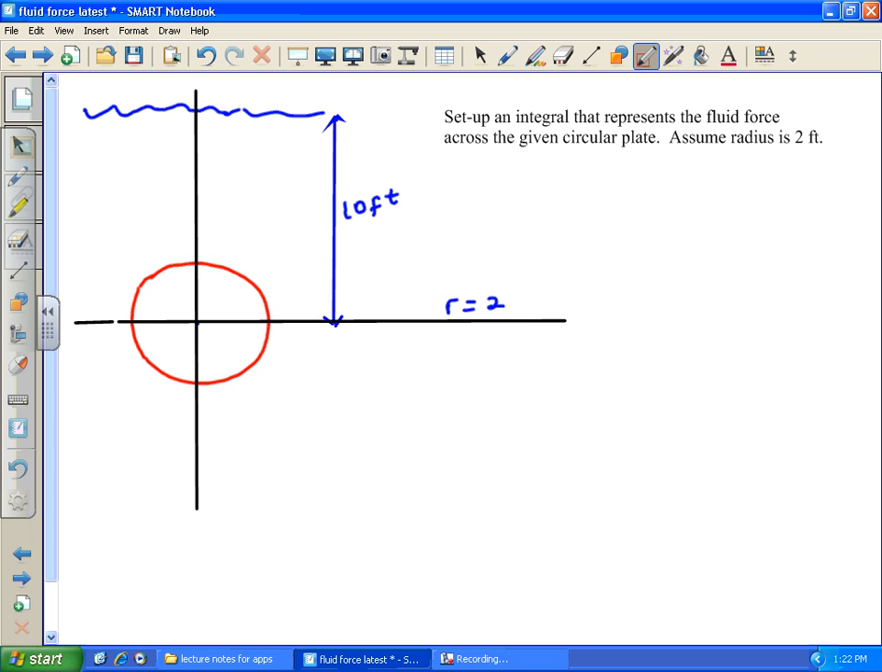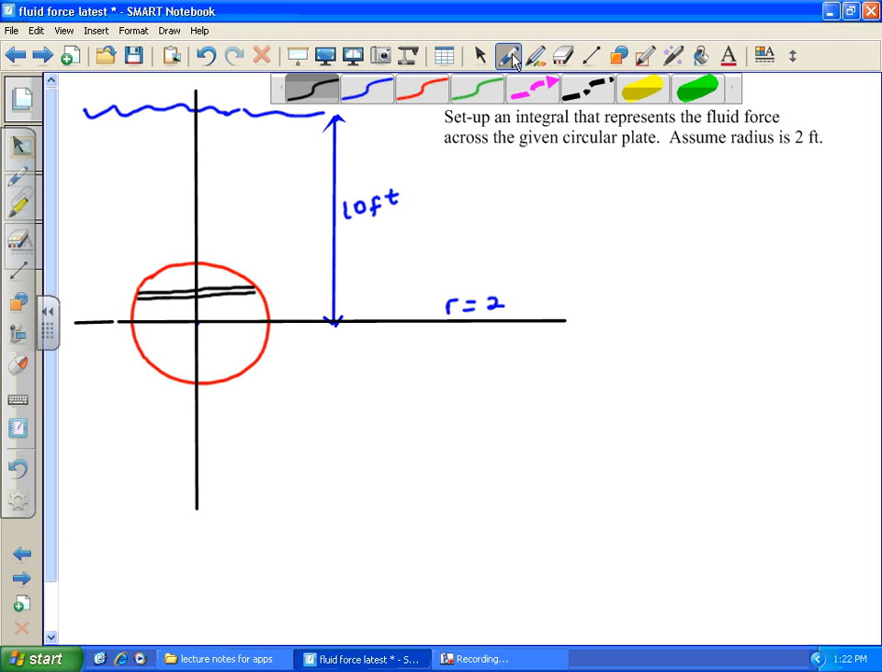Okay, so I choose to put my x and y coordinates in such a way that the center is at 0, 0, because again, this will give me the easiest version of the equation of a circle to deal with. Now we want to write the fluid force across one thin rectangle with thickness delta y. And what is the length of this rectangle? That part hasn't changed. Just like the last problem, that part is still 2x.